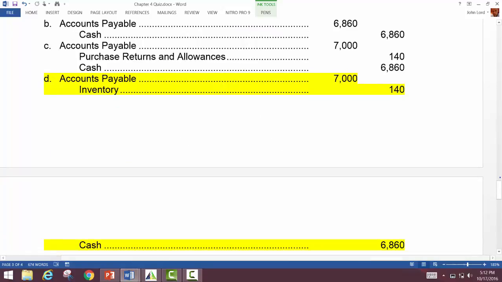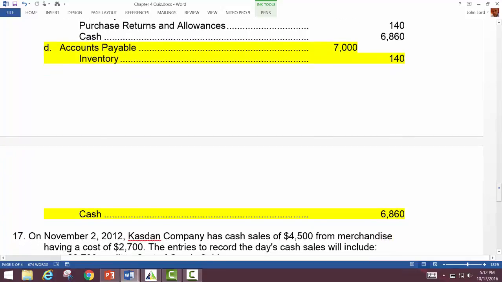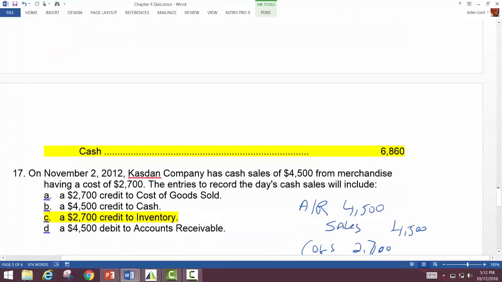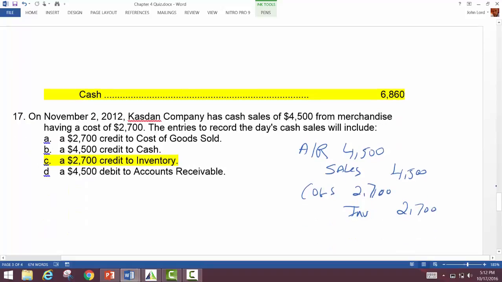Where's the cash? If you start getting itchy when the journal entry doesn't balance, you should probably become an accountant, right? You start sitting there going, wait a minute, how come there's no credit? Where's the credit? That's the sign of an accountant. Okay, good. How about this one here?